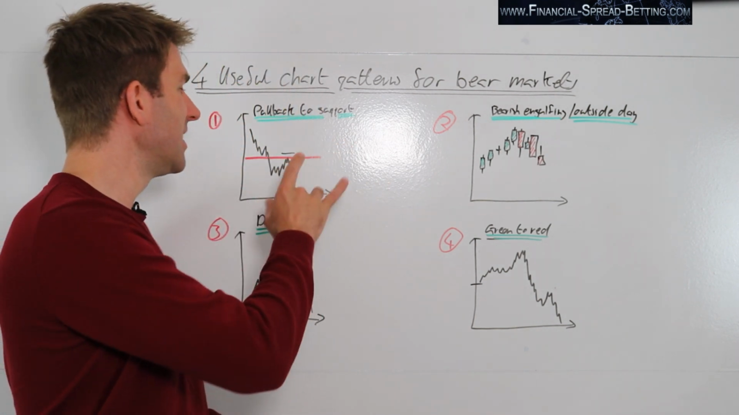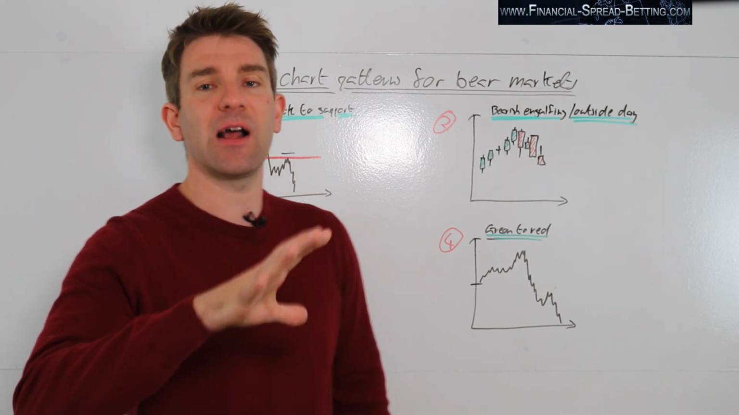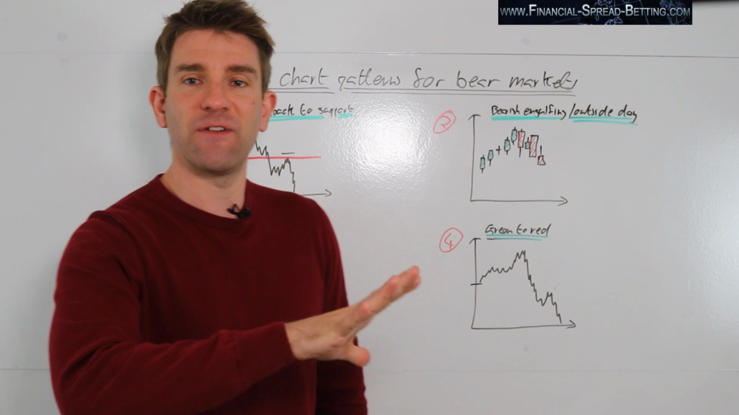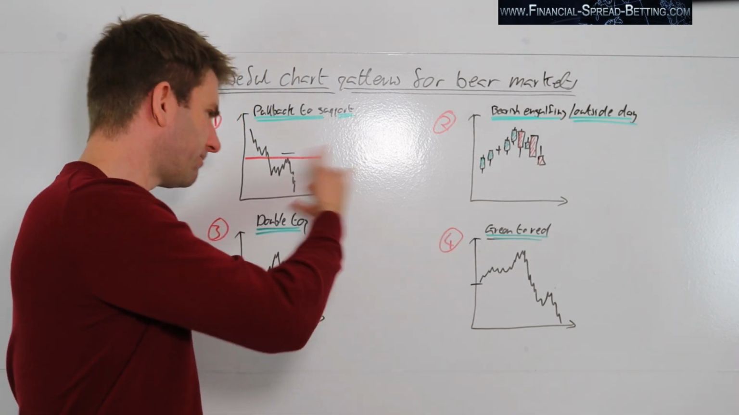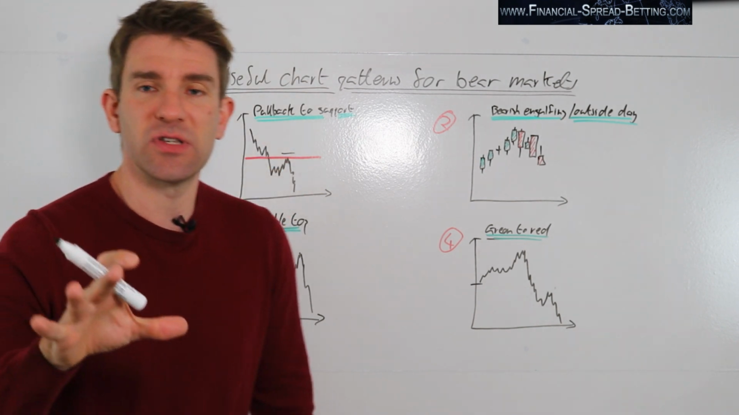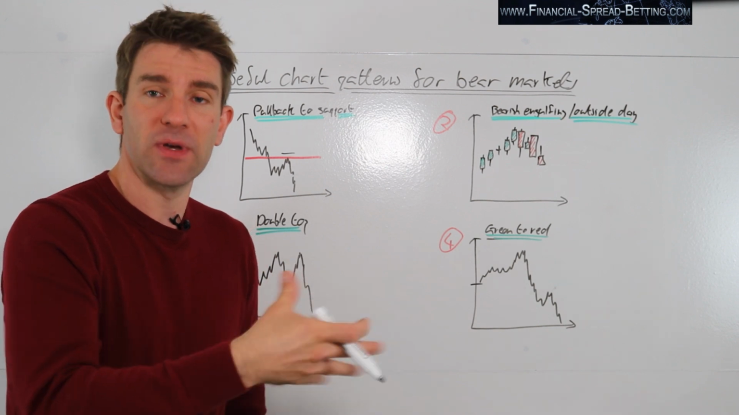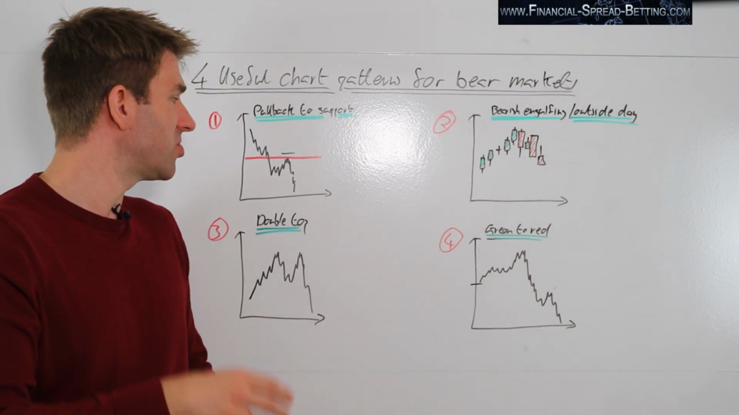So the first one, guys, is the pullback to support trade. I like this kind of trade because it's very classical, very simple, and very effective. And the theory behind this is we have a support level drawn in for whatever reason. I don't need to go into the details about how we draw support and resistance. If you want to check that stuff out, I've got loads of topics about that in the library, so go and check it out, guys.